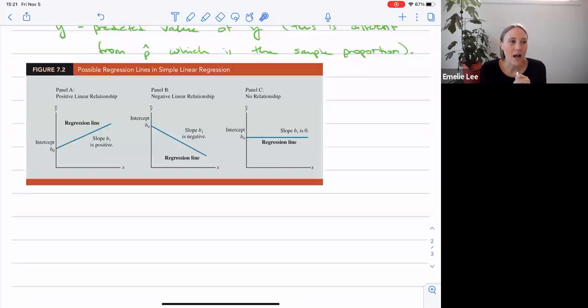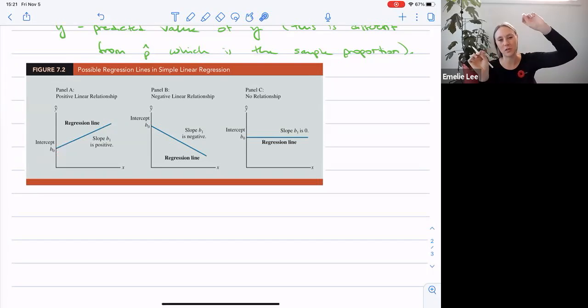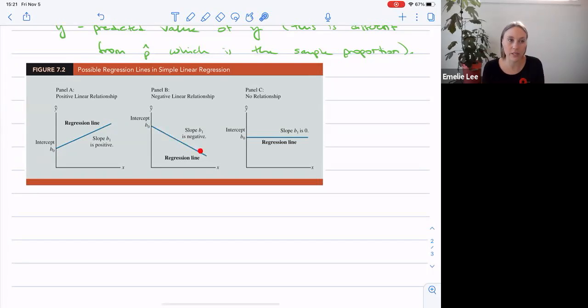So if we have a positive relationship, it means that we have some relationship that looks like this. So it's going up. As x is increasing, y is also increasing. If you have a negative relationship, then the slope is going to be negative. Hopefully that rings a bell. And as x is increasing, y is decreasing. So that makes a negative relationship.